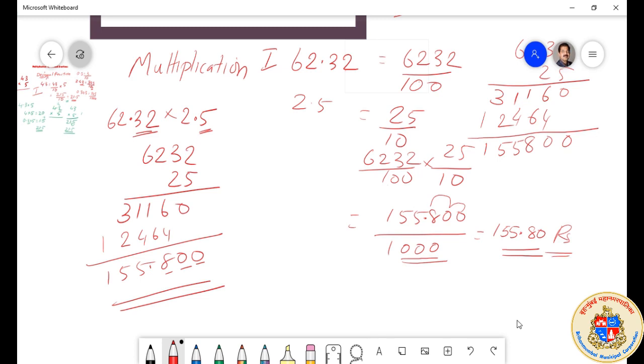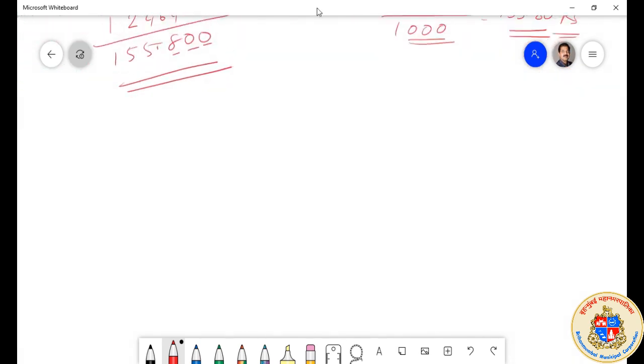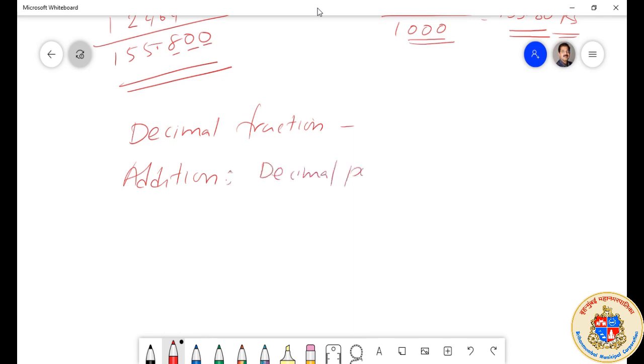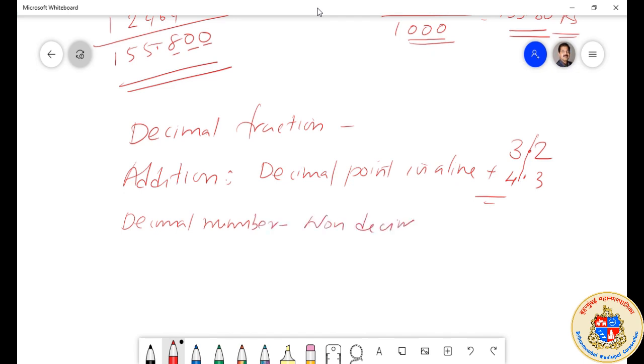Understood? Let me revise what was told to you today. First and foremost I told about decimal fraction addition. उसमें क्या बताया? The decimal point should be in a line while adding and subtracting. 3.2 and 4.3, ये तो ये लाइन में आना मांगता है decimal. Simply add them. Then you can convert decimal fraction into non-decimal. कैसे? It can be done. 3.2 can be written as 32/10.